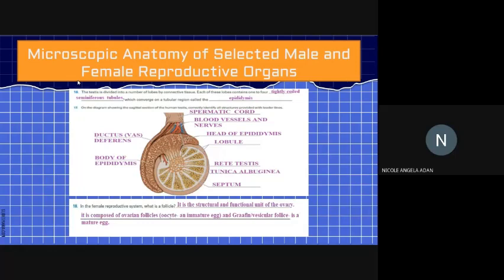Number 18. In the female reproductive system, what is a follicle? It is the structural and functional unit of the ovary. It is composed of the ovarian follicles, oocytes, an immature egg, and a graafian or vesicular follicle, which is a mature egg.